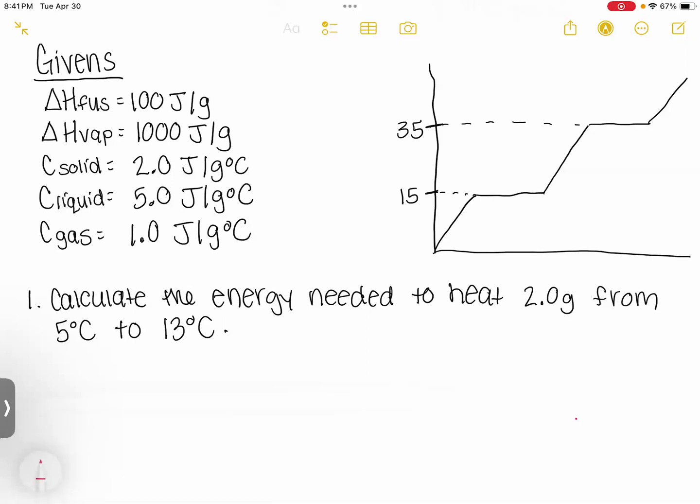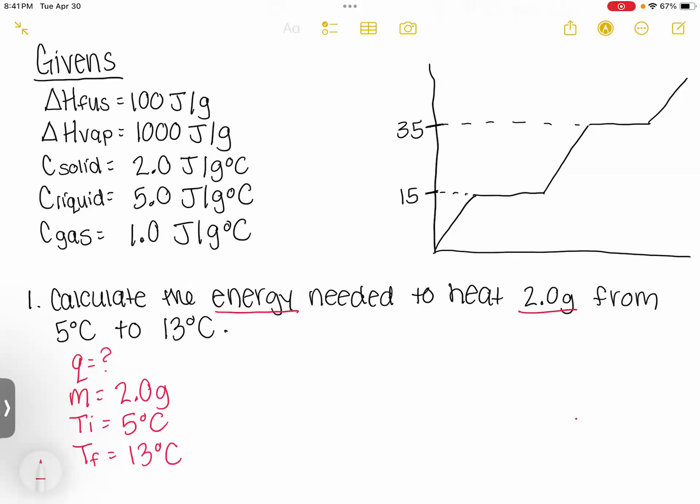So we are going to calculate energy. Energy is Q. My mass, 2 grams. The initial temperature is 5 degrees Celsius, and we are going to heat it to a final temperature of 13 degrees Celsius.